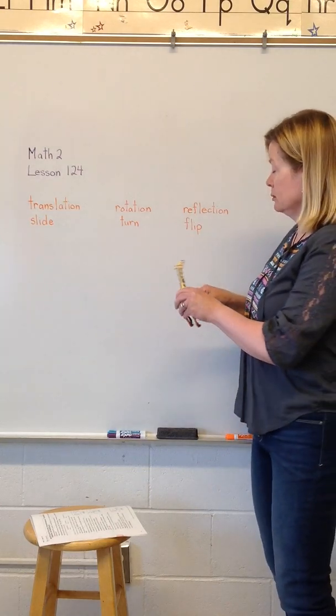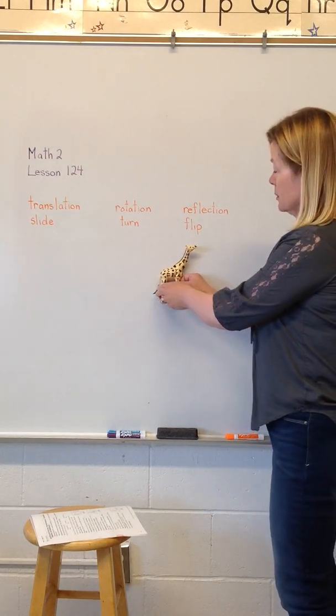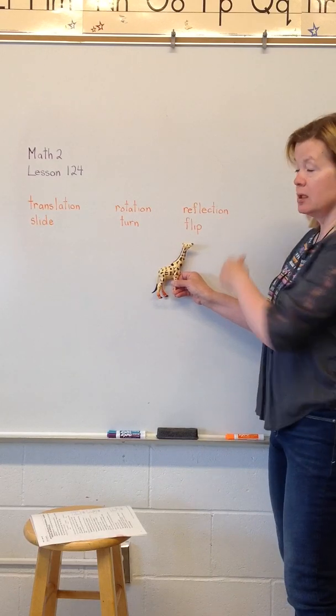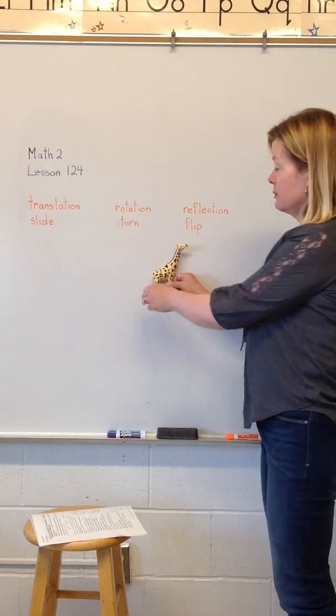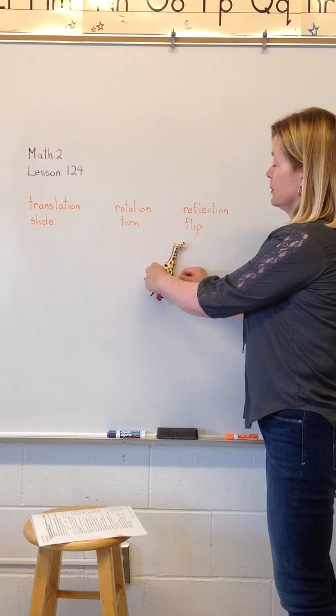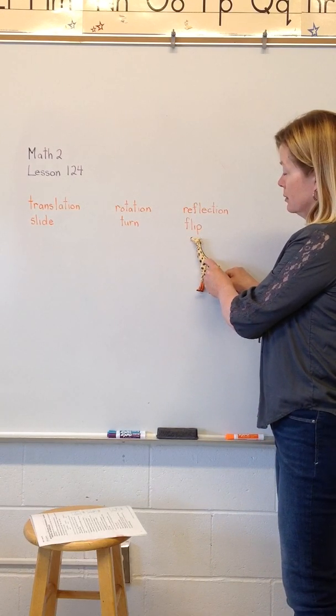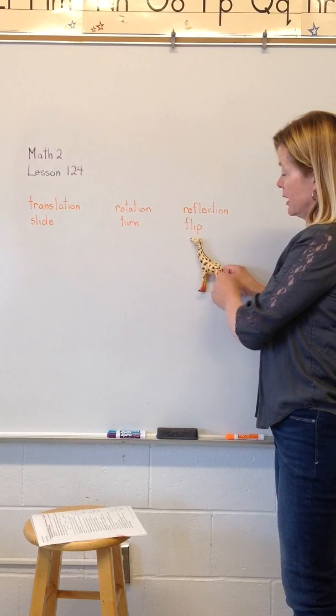The last one is a flip. With this one, you can think of the reflection and what it means when you're looking in the mirror. So it's your mirror image. It just means that it flips over like that. So you get a different side of the giraffe.